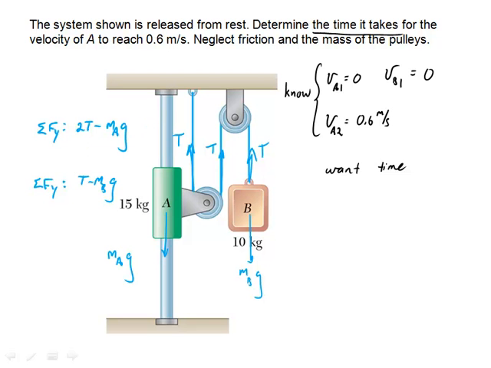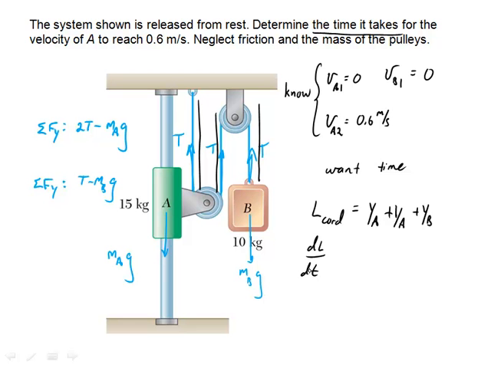So now let's take a look at the constraint. If I look at the length of the cord, I can see that it's going to be this distance, which is the position of A, plus this distance, which is the position of A, plus this distance, which is the position of B. That's the length of the cord, so if I take a time derivative of that, the derivative of the length with respect to time, that of course is 0, the cord is not changing length, and that's going to equal 2 times the velocity of A plus the velocity of B. So I can come up with a relationship then that the velocity of A times 2 equals minus the velocity of B, which of course makes sense. If A is going up, B is going down.